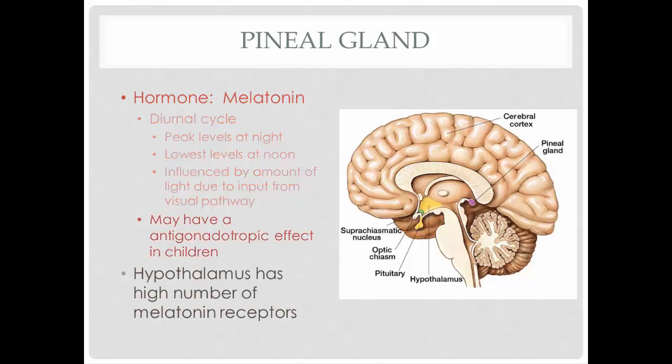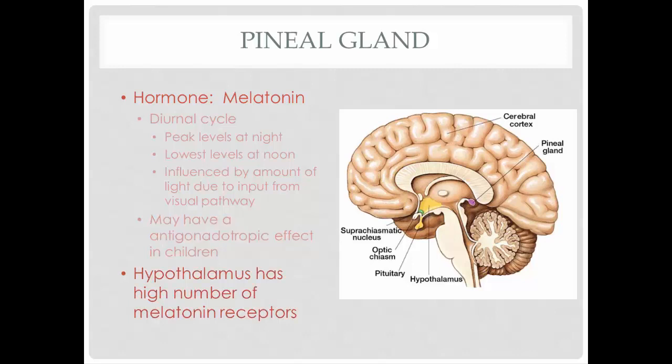It also may have an anti-gonadotropic effect in children. Now, if you think of that word, anti-gonadotropic, it's against the gonads, and tropic, remember, is regulating hormone or releasing hormone, so it stops the testes or ovaries from releasing estrogen, progesterone, or testosterone. And this is the idea, or why you would have this, is to inhibit sexual maturity if those hormones are being produced too early in life.